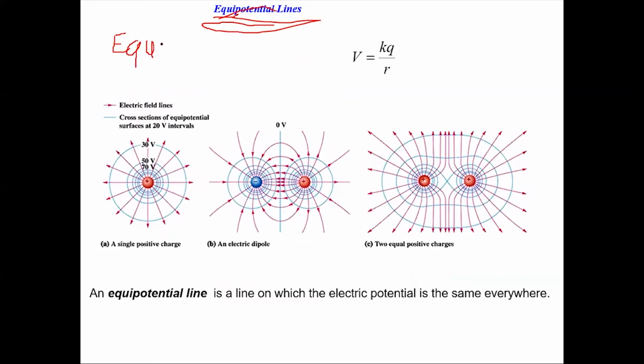The line which has equal potential everywhere, that line is called an equipotential line, or curve. Equipotential curve, or equipotential surface. It depends on what you are talking about. It could be a line, a curve, or a surface. If you are talking about a surface, then what is an equipotential surface? The surface in which the potential is the same everywhere.